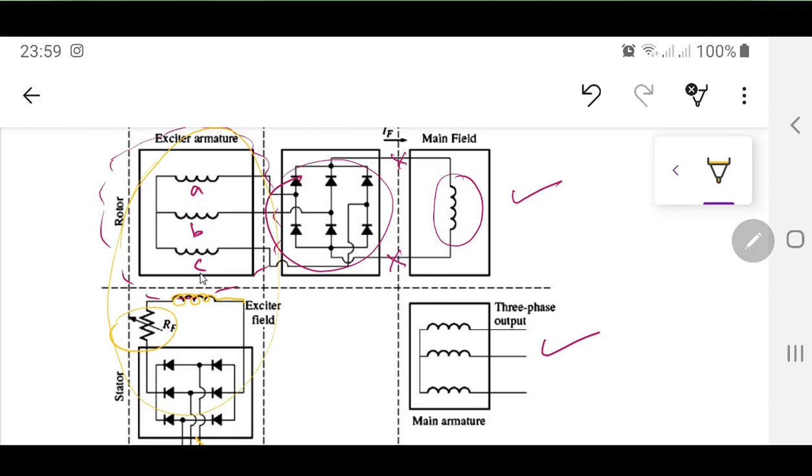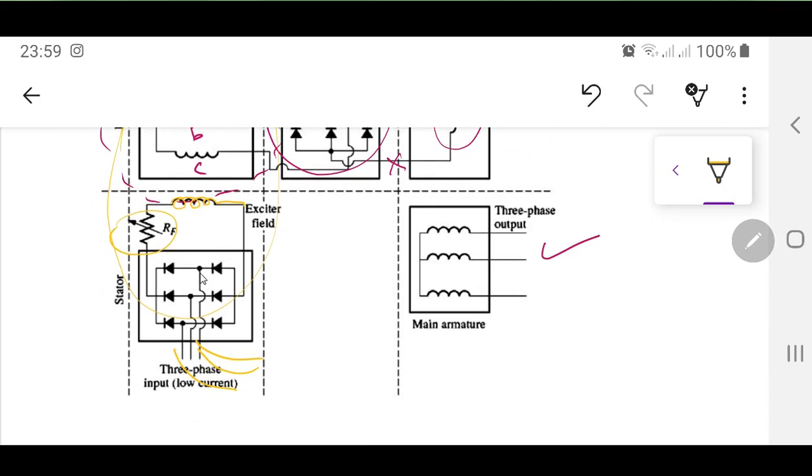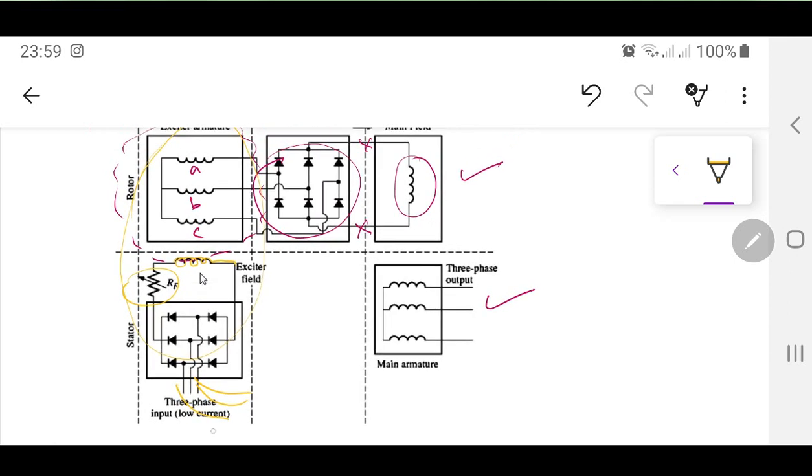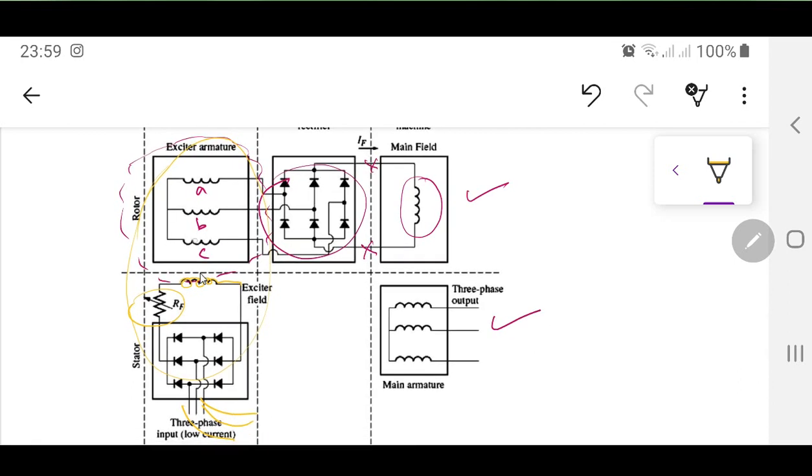So this type of scheme, in which instead of supplying a DC supply through carbon brushes and slip rings, you are giving a three-phase supply to the stator, and certainly there are some diodes attached, a three-phase rectifier, and you have a resistor control, just so that you can control how much field current you want to give to the main field. So the exciter armature produces that 400 volts or 500 volts, whatever the design may be, and then the voltage is rectified and provides that DC output.